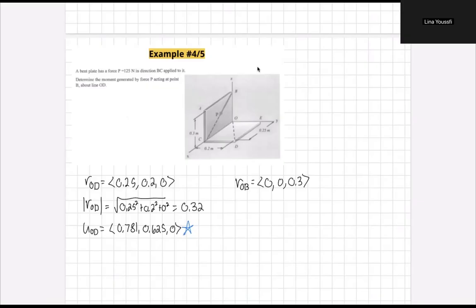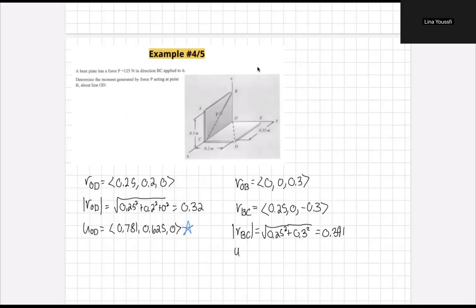And then finally, we're going to find the vector of that force, starting with its Cartesian coordinates, which are 0.25 in the X, 0 in the Y, and then negative 0.3 in the Z. And then we're going to take its magnitude, which is the square root of that 0.25 squared plus the 0.3 squared, which then gives us 0.391.